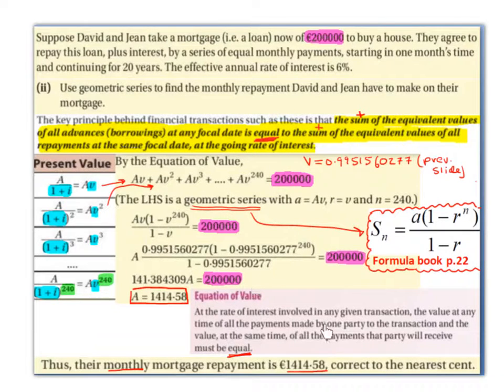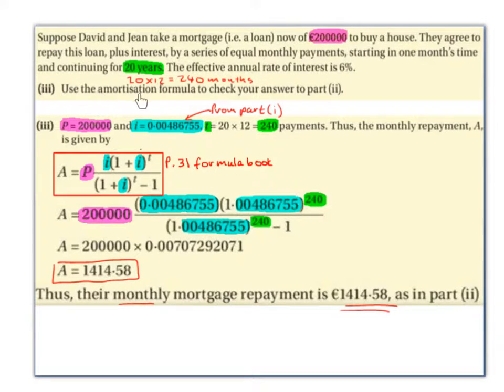And just a reminder, this is the official definition of the equation of value. Part 3. Use the amortisation formula to check your answer to Part 2. So P is 200,000, i is 0.00486755, we got that in Part 1, and t is 20 times 12, which is 240 repayments. So 20 years times 12 months is 240 months. Thus, the monthly repayment A is given by, this is on page 31 of the formula book, A is equal to P times i times (1 plus i) to the power t divided by (1 plus i) to the power t minus 1.